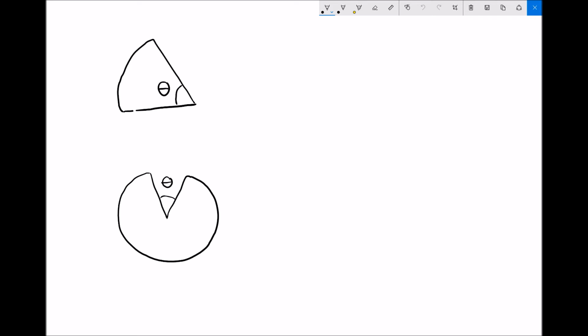Some of the practice questions for areas of compound and complex shapes require you to calculate the area of a sector. So I'm just going to run through that briefly now. Essentially, what we begin with when we're calculating the area of a sector is the area of a circle, which, as you recall, is pi r squared.